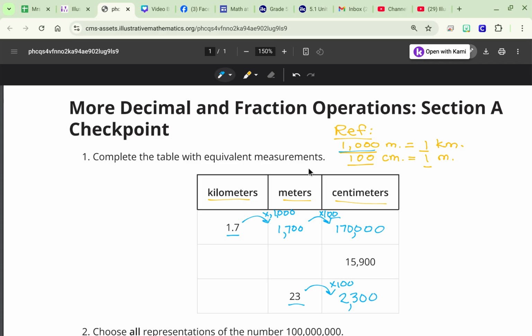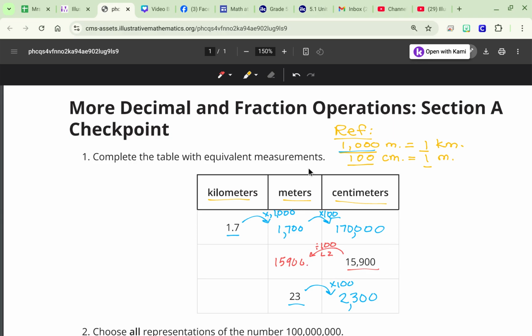So now I've finished all my conversions where I'm starting with a larger unit and going to a smaller unit. Now all the conversions that remain are the opposite. For example, in my second row, I'm starting with 15,900 centimeters, and at first I'm moving to meters, which means that I'm going to be dividing by 100. If I divide by 100, I'm moving my decimal to the left 2 times.